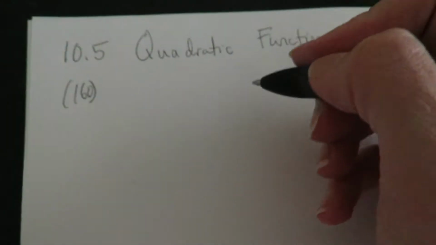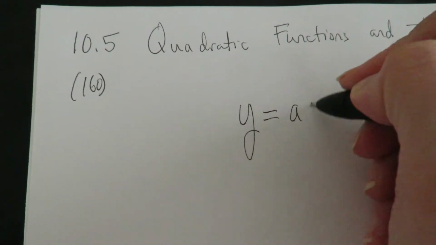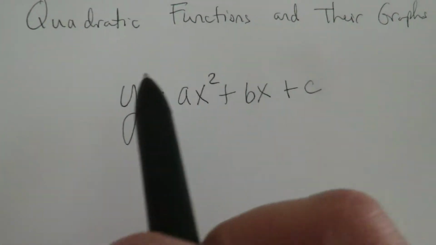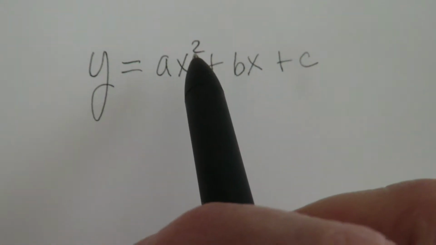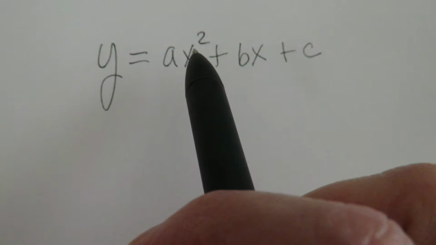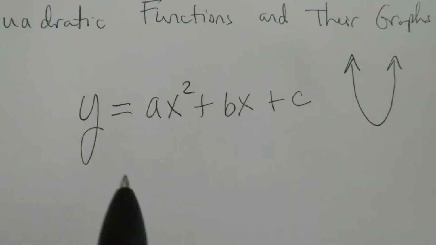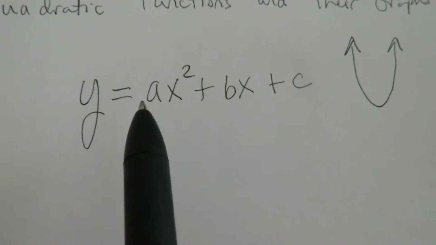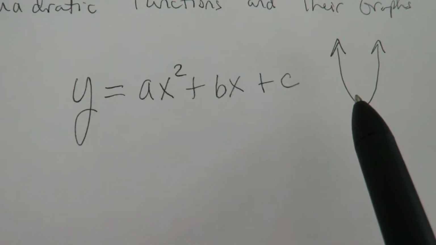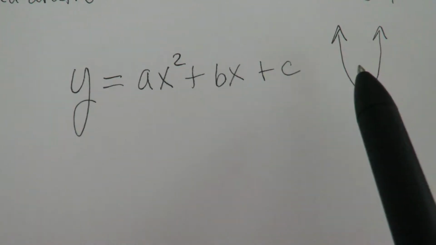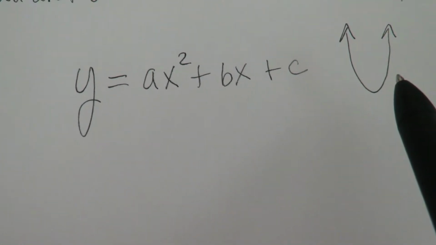So quadratic functions are when you're graphing something that's second degree. If you're graphing something that's second degree, it's going to look like this. Any second degree function looks like this. This graph could be flipped or stretched, but this is the general shape.